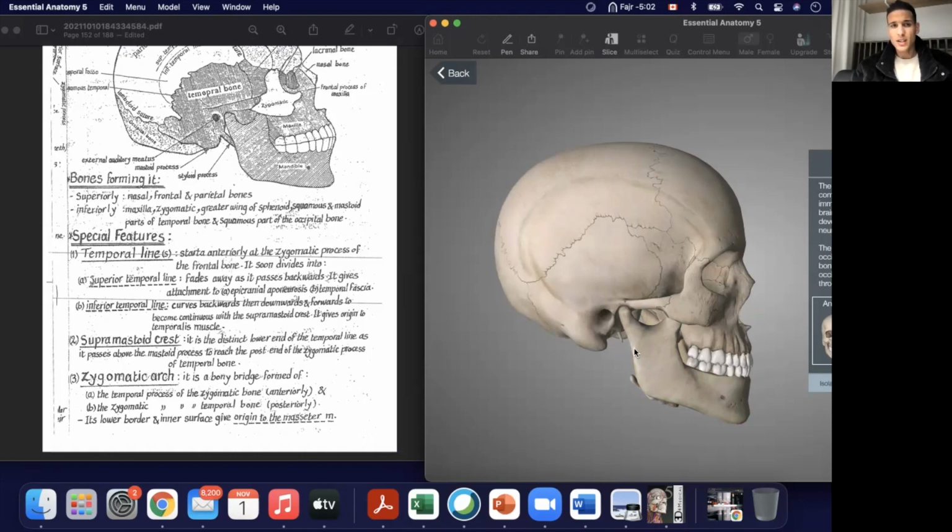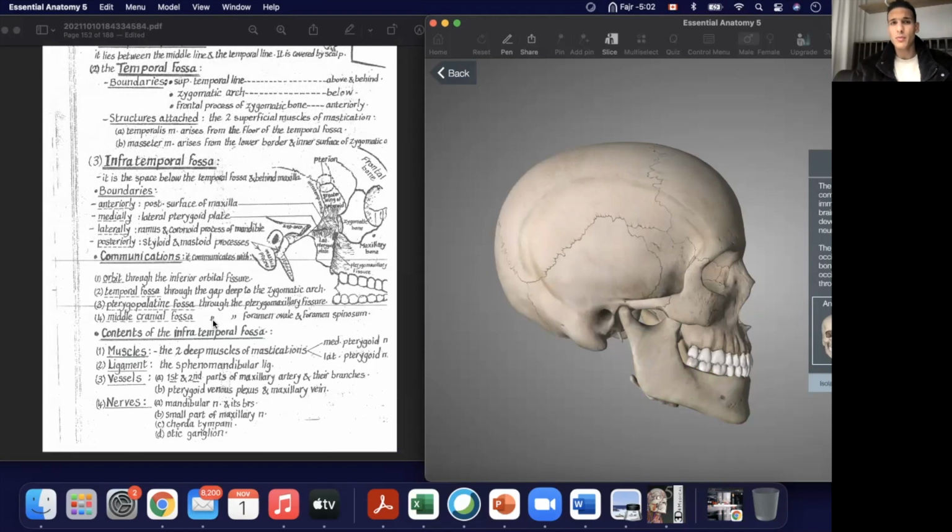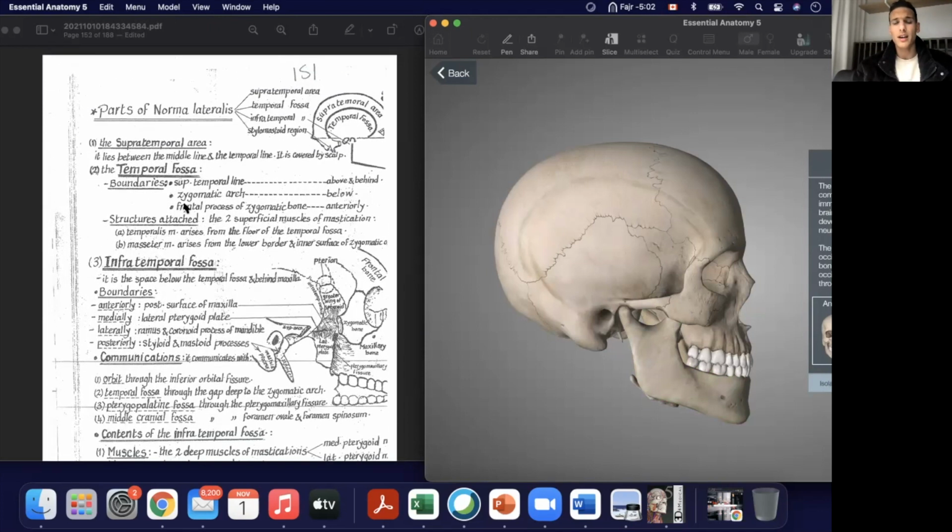I'm just going to mention them, and then talk briefly over them to capture all of those things together. So here the supratemporal area is between the superior temporal line and the inferior temporal line. Then you have the temporal fossa. This whole space right here is called the temporal fossa, for the presence of the temporalis muscle.